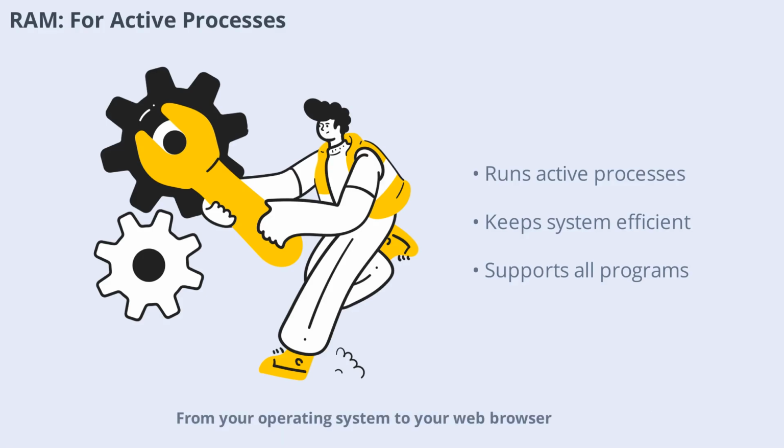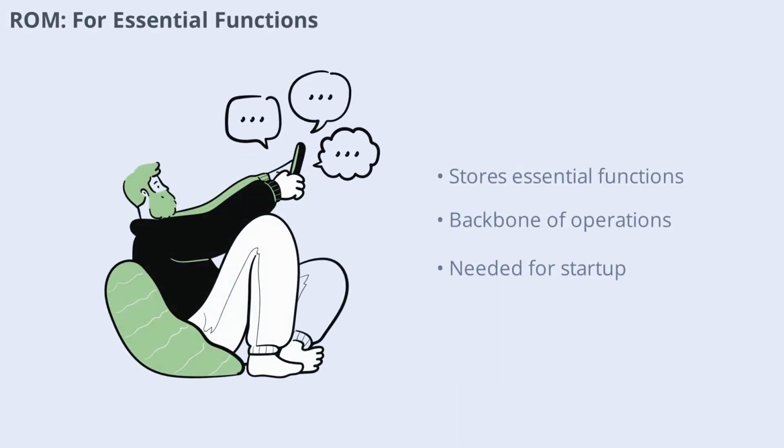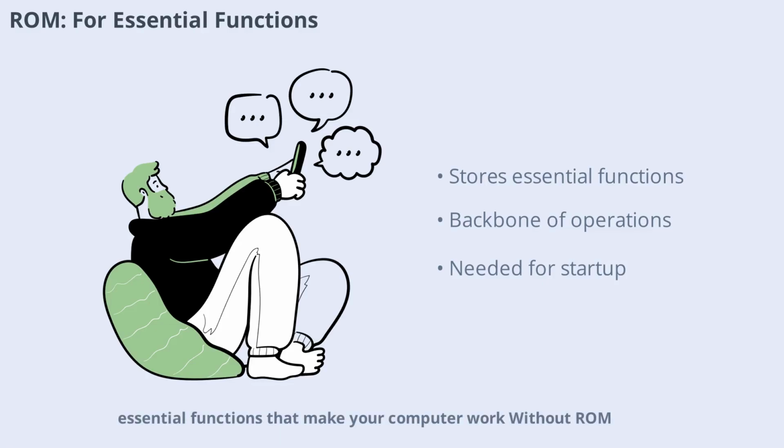From your operating system to your web browser, everything uses RAM to keep things running smoothly and efficiently while you work. ROM is responsible for storing the essential functions that make your computer work. Without ROM, your computer wouldn't be able to start up, check its hardware, or load the operating system. It's the backbone of your device's basic operations.